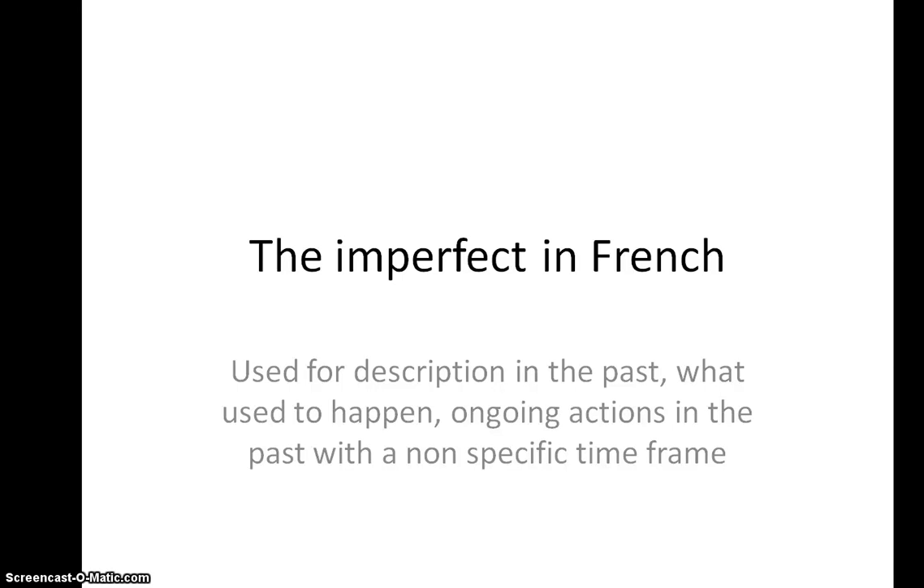So this is a video on how to construct the imperfect in French. So what do we use it for? For description in the past, particularly weather, what used to happen, and ongoing actions in the past with a non-specific time frame, so with no particular specific time.